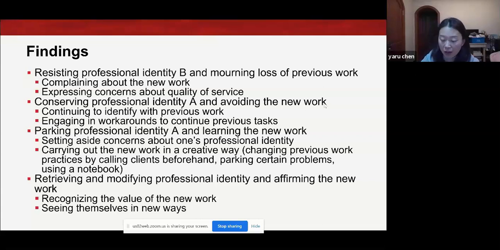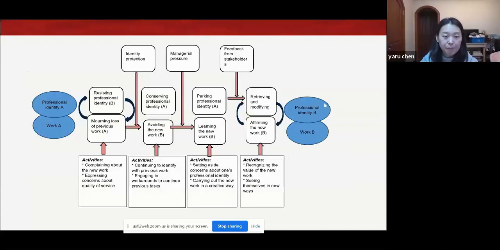So what we found is this process model of moving from professional identity A to professional identity B. And we also identify three mechanisms throughout this process. So the first one is identity protection. So at the beginning, what the professionals are trying to do is to protect their professional identity and their relevant works around this. And then at one stage, they felt that they have to move on.